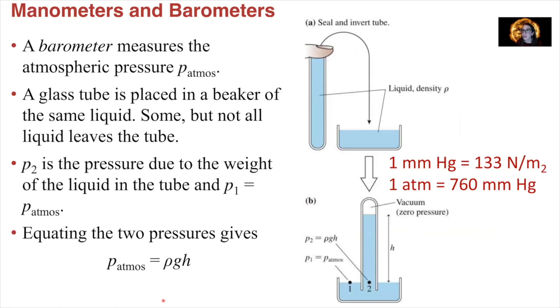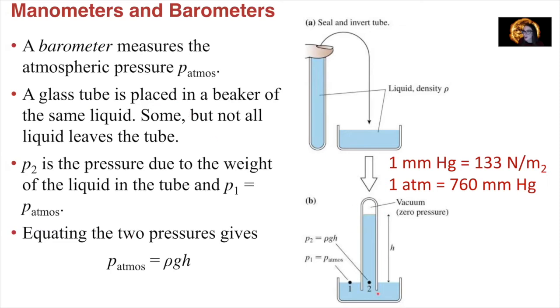Another device we can use to measure pressure is called a barometer. A barometer measures the atmospheric pressure. So if you hear anybody talking about weather and barometers, this is what they're talking about. So here's an example of how a barometer works. We have a glass tube right here, and it's filled with some liquid. And it is then inverted and placed in a beaker of liquid of the same fluid. Some, but not all, of the fluid leaks out of the tube.